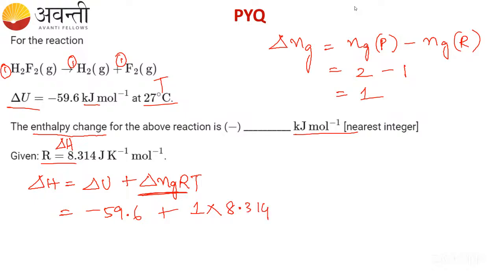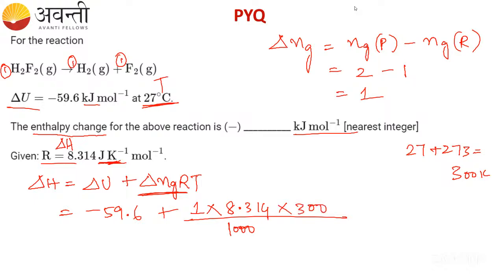So in place of delta Ng, you substitute 1, and R is 8.314. But R is given in terms of joule, and the answer is in kilojoule, so to convert this you have to divide by 1000, or multiply by 10 power minus 3. Both are the same. So that will give you the answer in kilojoule per mole. And what else do we have? We have T, but it should be written in Kelvin, and here it is given in Celsius. So convert this to Kelvin: 27 plus 273 gives you 300 Kelvin. So substitute the value 300 here and do the calculations.